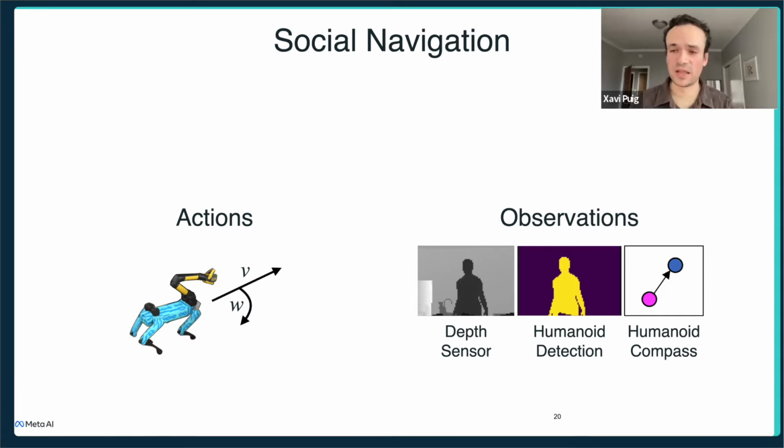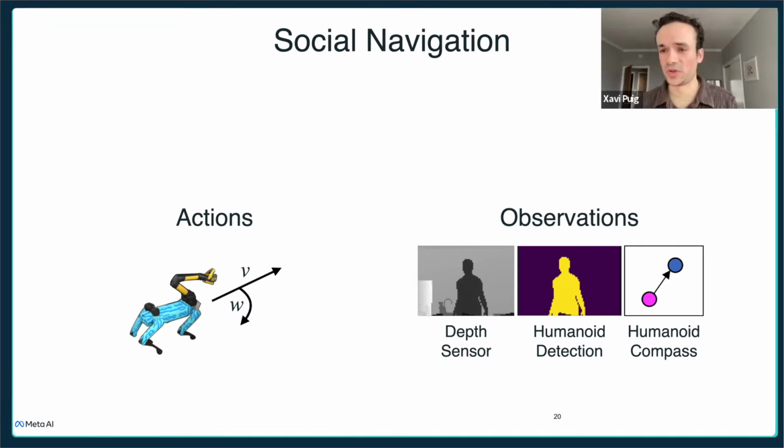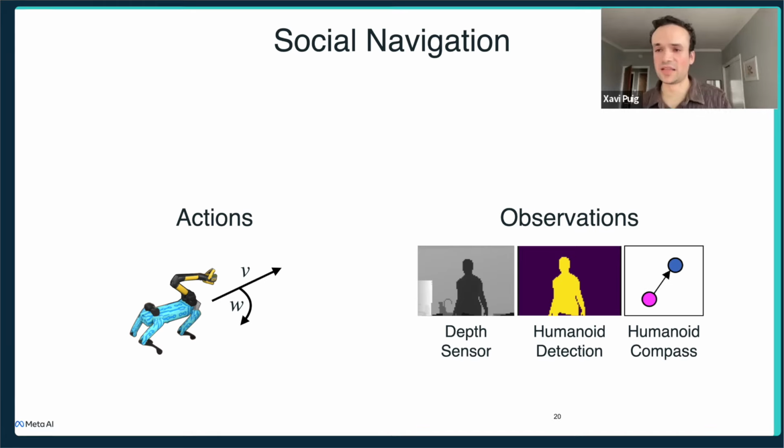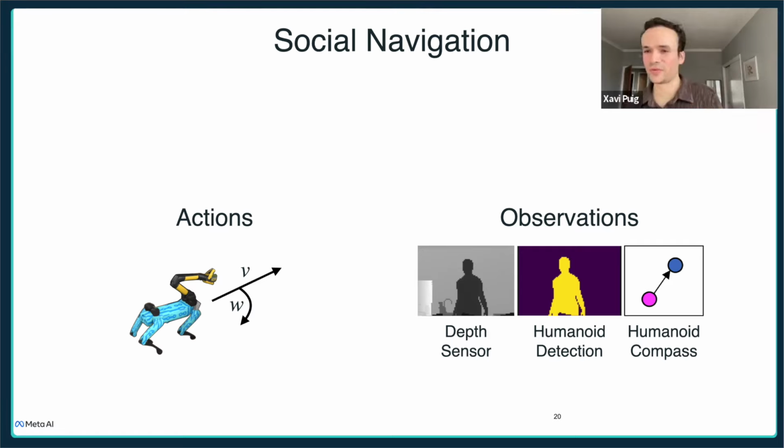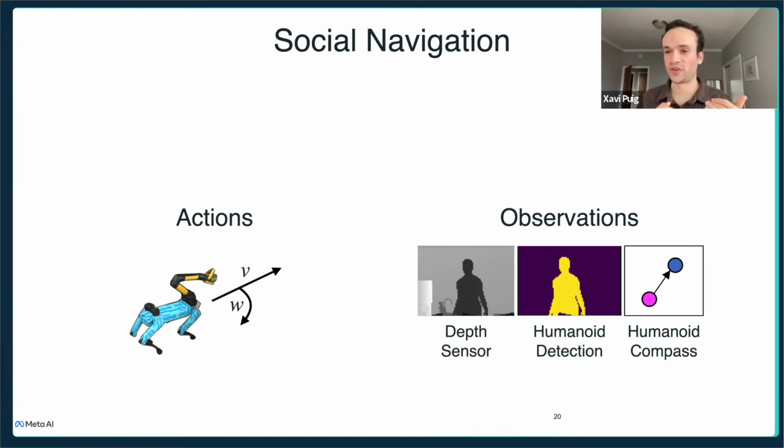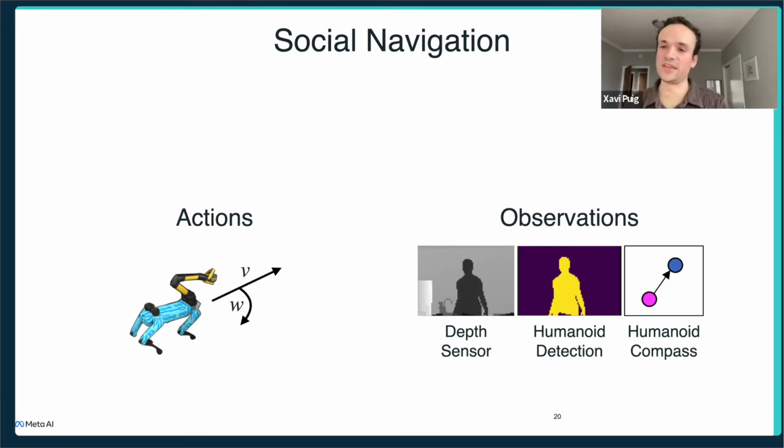A depth sensor that will be mounted on a camera on the robot, a humanoid detection sensor, which just takes the depth sensor and masks out the humanoid area. And finally, a humanoid compass that tells what is the relative position between the robot and the human. You may think that the humanoid compass makes the task trivial because we know the orientation of the robot and the human, but notice that the robot has never seen the environment that I showed before.